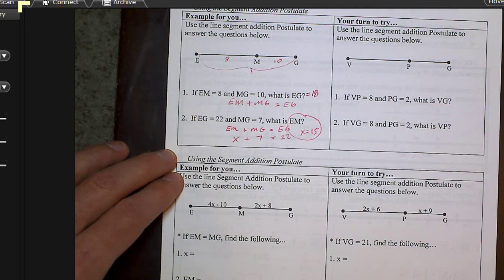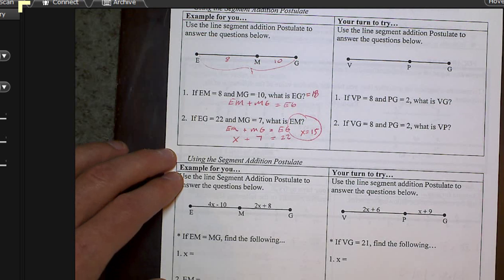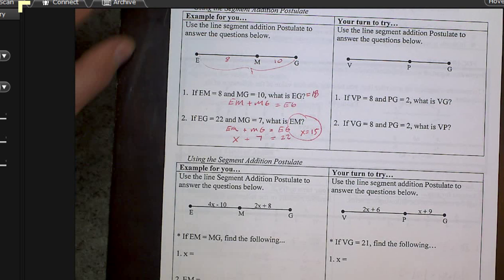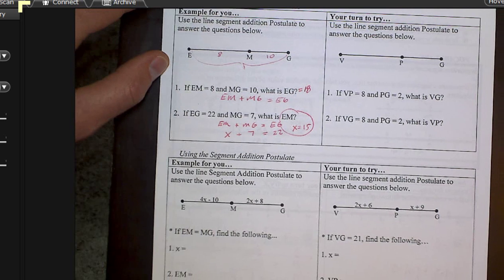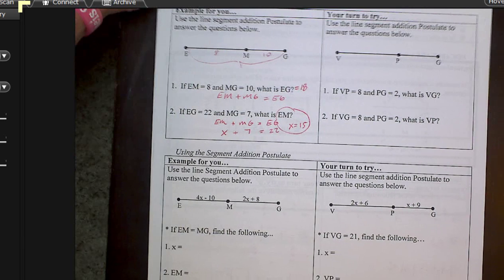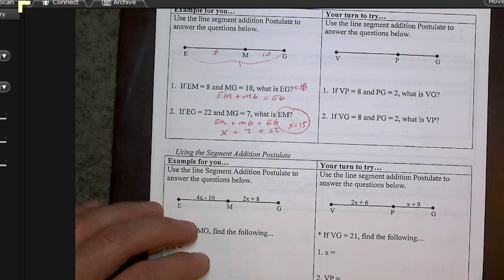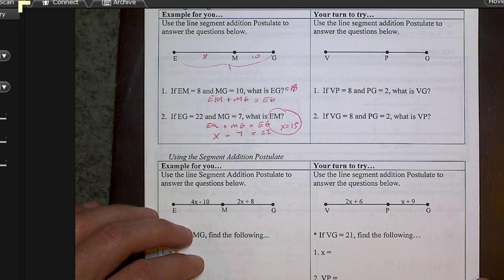Okay. Again, there's a problem right next to it. Go ahead and hit pause and give that a try, and then I'll check back with you in a second. Okay, all right, so we're back.